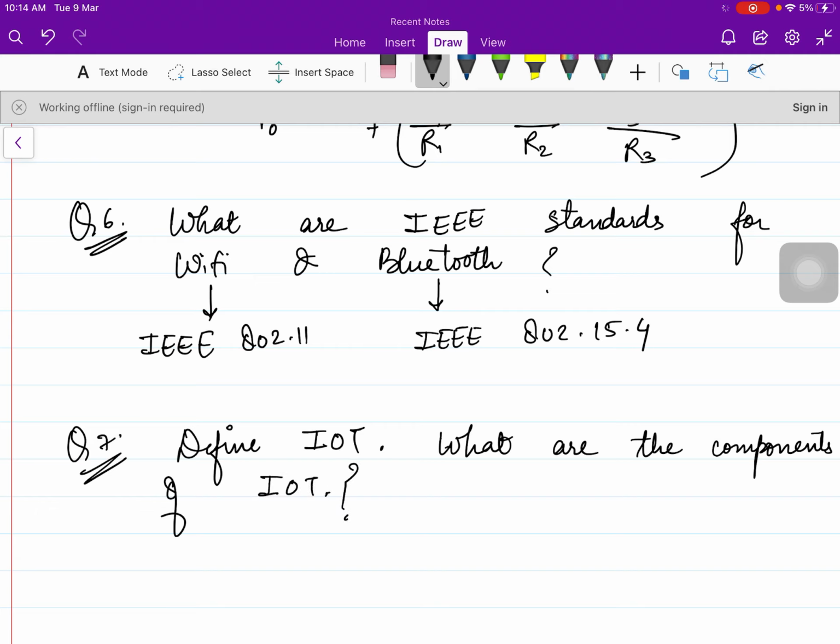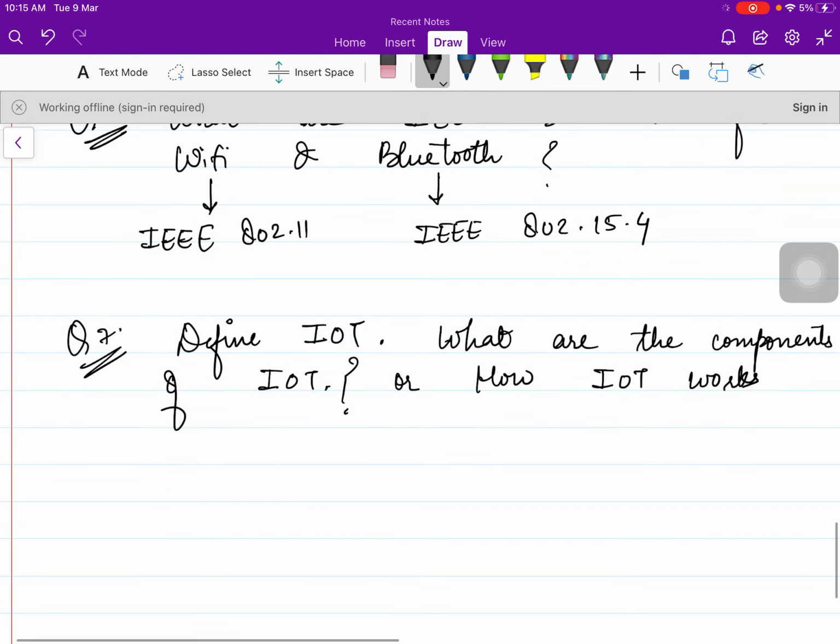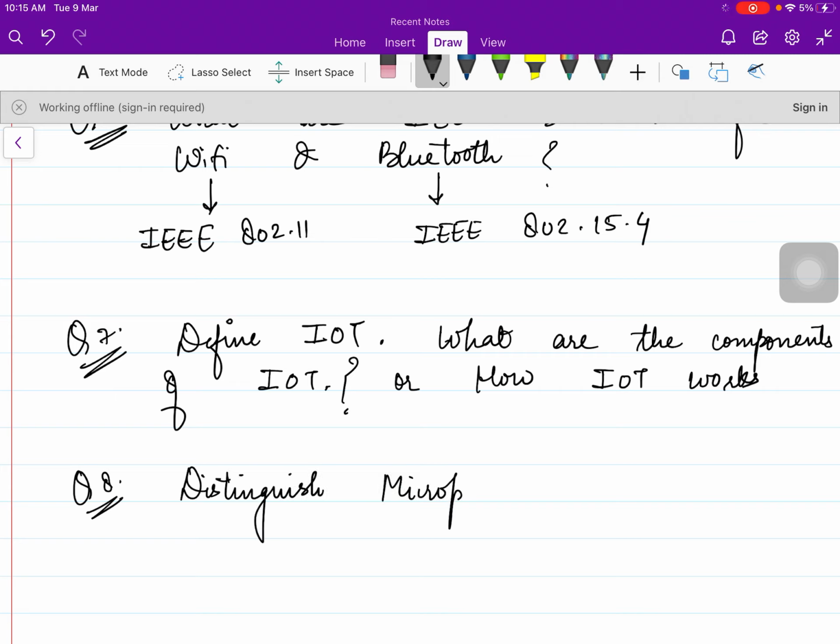Or if what are the components of IoT is not asked, then instead of this you might be asked how IoT works. So there also you have to write the same thing. Okay, so this is the question on IoT. Then you must know the concept of microprocessor and microcontroller. You must know what is the difference between microprocessor and microcontroller.